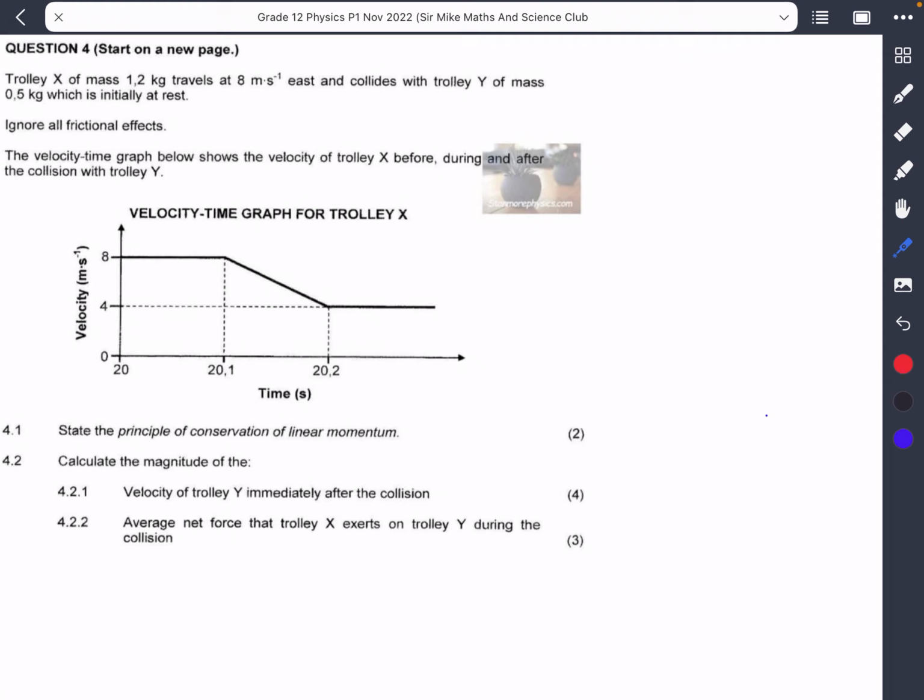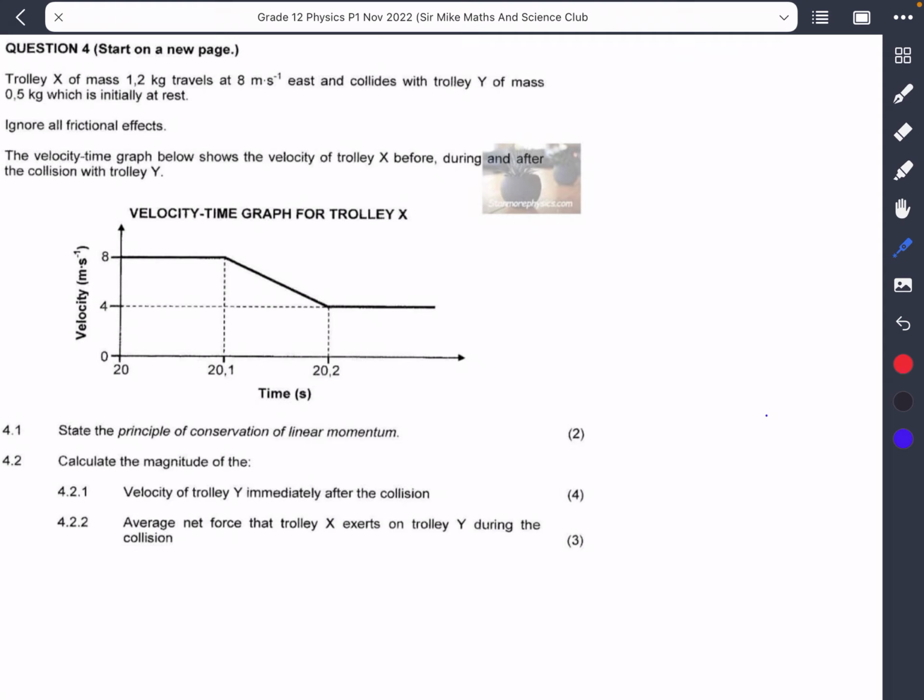In this video, we'll be looking at question 4, which was on a paper written in November 2022. It's a question on momentum. They said that trolley X of mass 1.2 kg travels at 8 meters per second east and collides with trolley Y of mass 0.5 kg, which is initially at rest. So we know that the velocity of trolley Y initially would be 0.